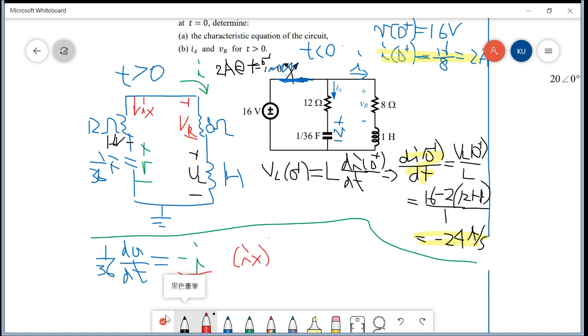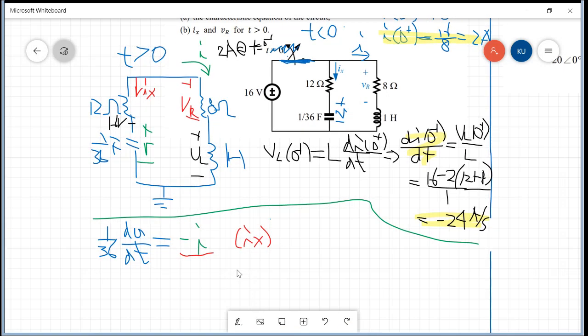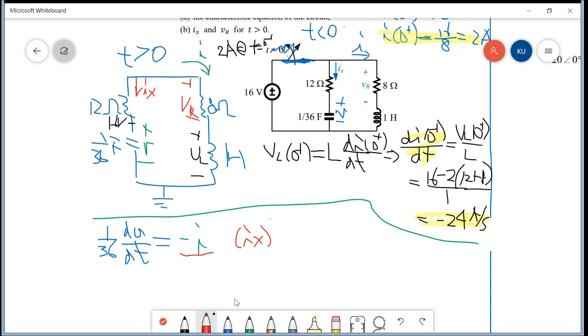So this is the first equation, and then for the second one, we can write the KVL for this loop. So actually, this is VL. VL is actually L di/dt. L is 1 Henry, di/dt.